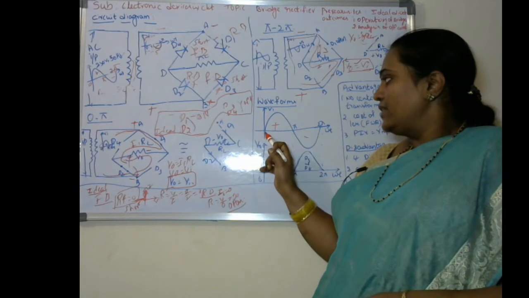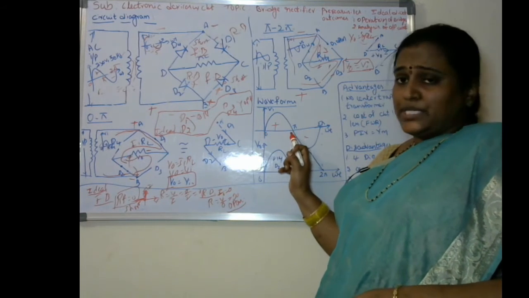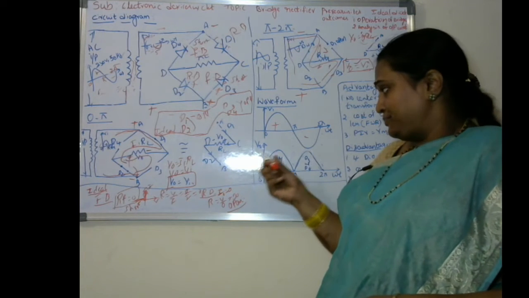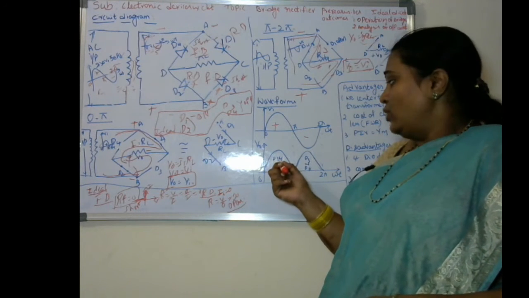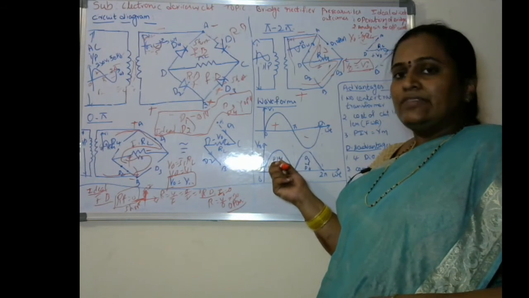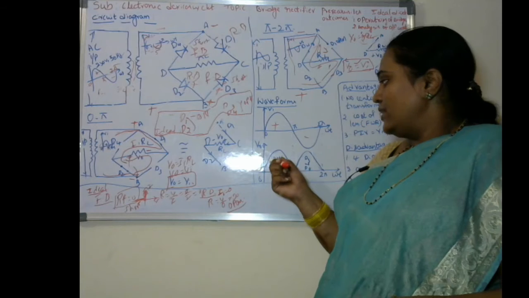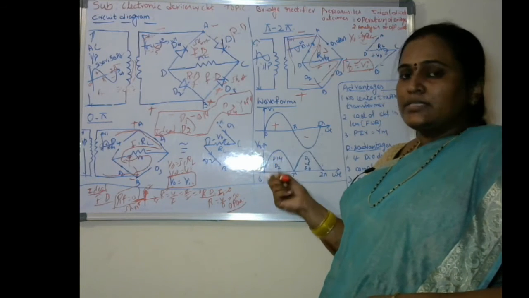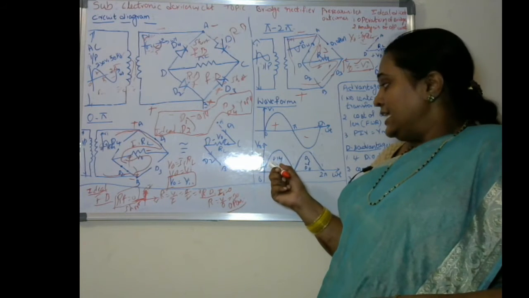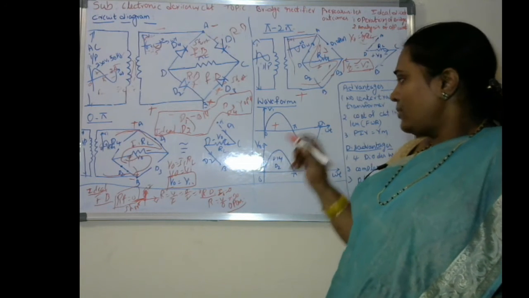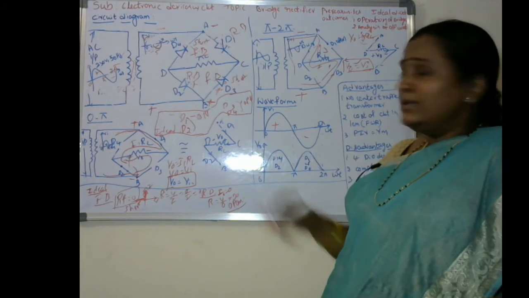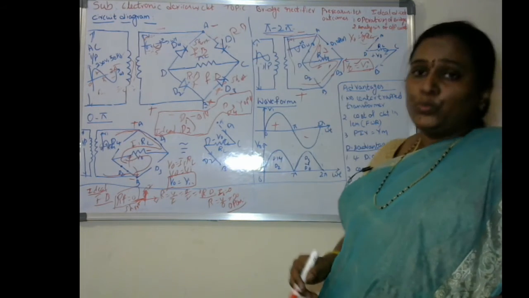How much have we given? The positive voltage. So we are going to get the positive voltage only, since diodes D1 and D2 are on. That's why the current exists, and the output voltage exists, through diodes D1 and D2. Next comes the negative cycle, nothing but the pi to 2 pi case.